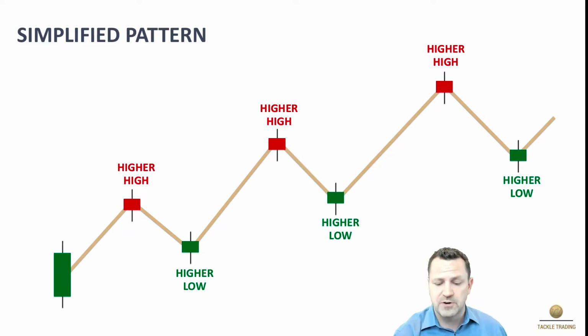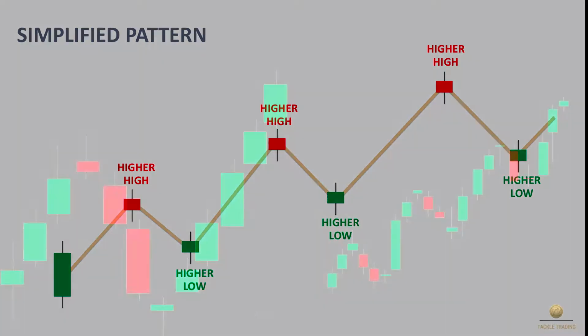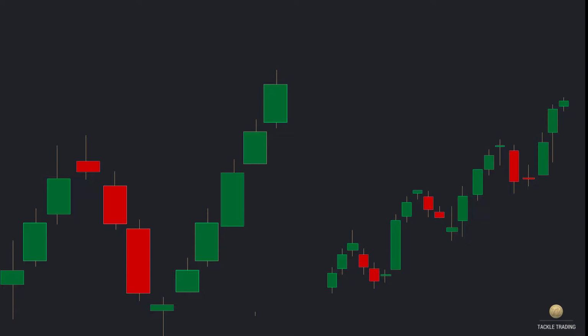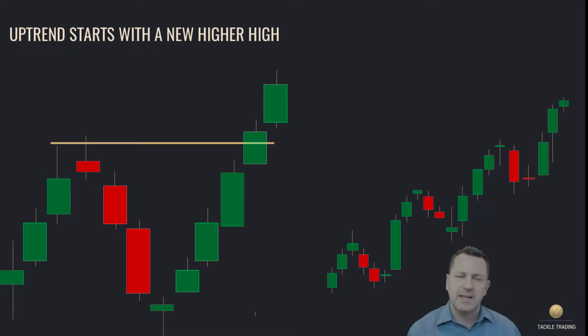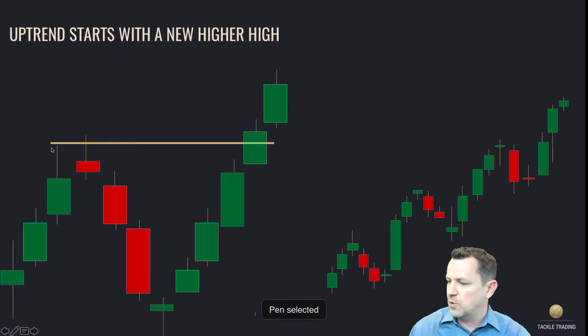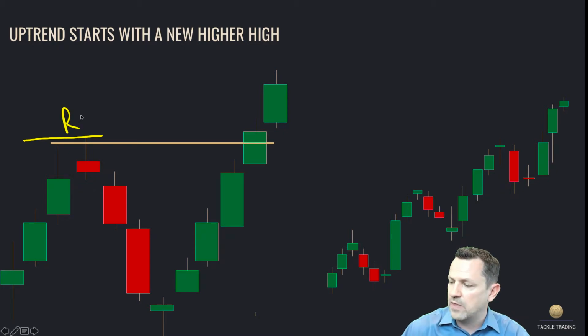Higher high, higher low, higher high, higher low. You get the picture. Now, an uptrend, by definition, starts with a failure of resistance. And so what that means here is, we had a previous resistance zone, a distribution phase, and we call that price resistance. We're going to go into more detail on that a little bit later.